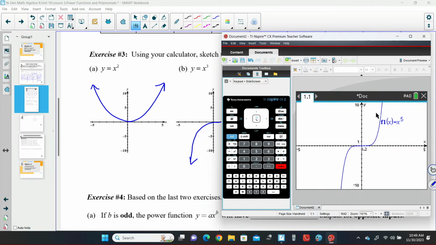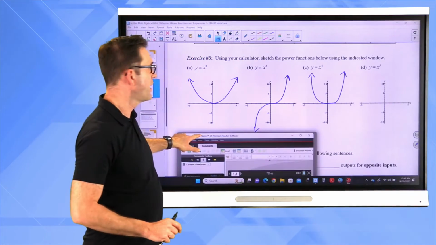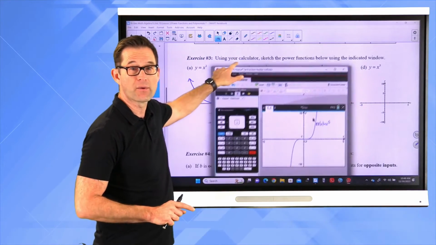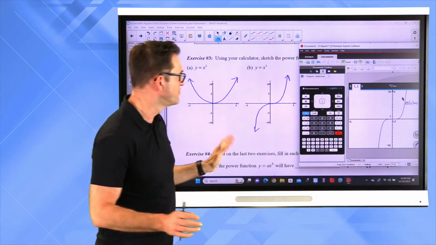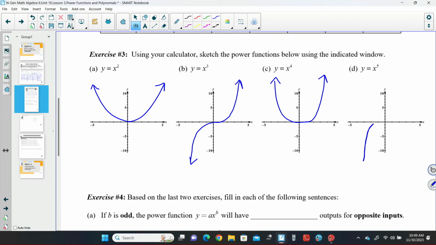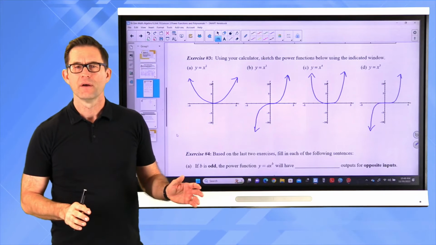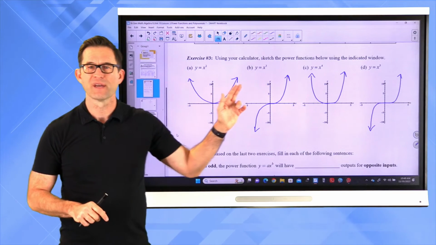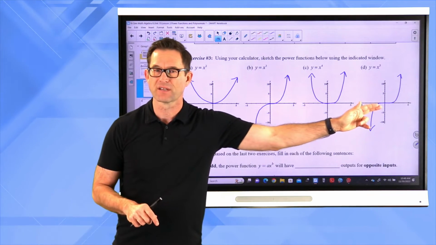If I take a look at x to the 5th, I see a very similar thing. X to the 5th ends up being a graph that looks a lot like y equals x cubed, but it's a little bit flatter around the origin. I don't need to worry about that so much as the fact that it looks a lot like y equals x cubed, but it definitely grows faster. Now notice that these 4 graphs look very similar if you compare y equals x squared and y equals x to the 4th, y equals x cubed compared to y equals x to the 5th.